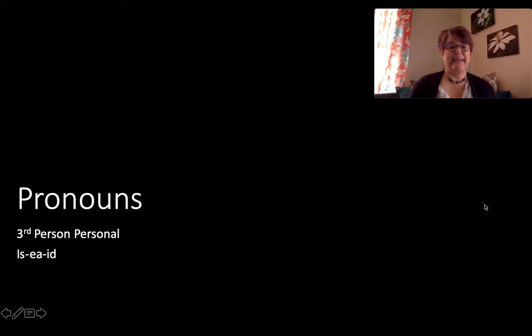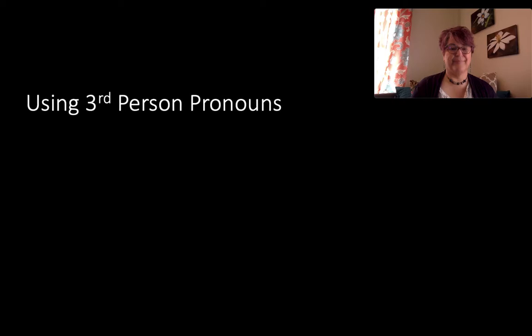Salvete. In this lesson, we will be learning about more pronouns. This time, the third person personal pronouns. These are the words for he, she, and it. We're going to be focusing on using the third person pronouns in sentences.